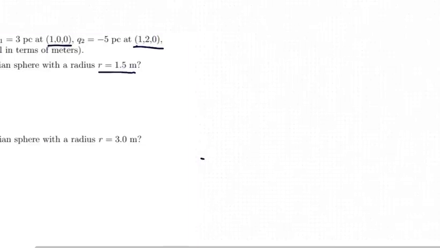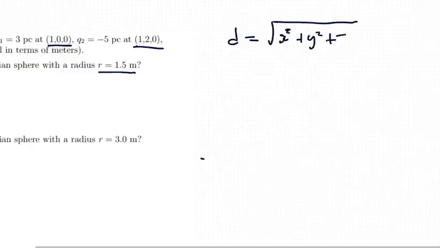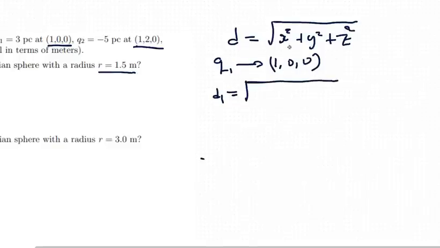And the distance d is equal to the square root of x squared plus y squared plus z squared. So for d1, for Q1, we have 1, 0, 0. That means the distance d1 will be equal to the square root of 1 squared plus 0 squared plus 0 squared. That is 1 meter, because we are told all in meters.